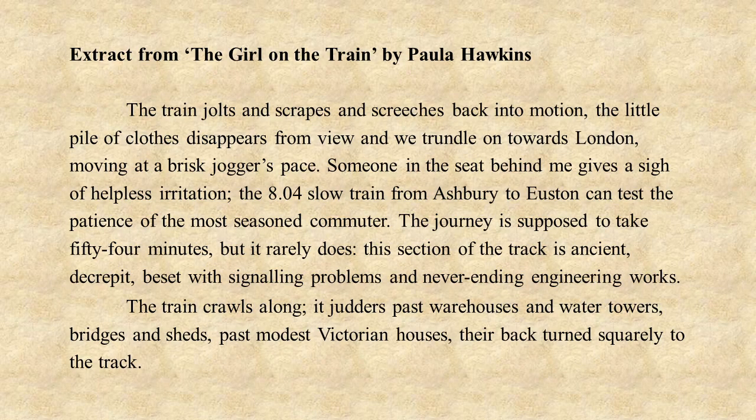The train jolts and scrapes and screeches back into motion. The little pile of clothes disappears from view, and we trundle on towards London, moving at a brisk jogger's pace. Someone in the seat behind me gives a sigh of helpless irritation. The 8:04 slow train from Ashbury to Euston can test the patience of the most seasoned commuter. The journey is supposed to take 54 minutes, but it rarely does. This section of the track is ancient, decrepit, beset with signalling problems and never-ending engineering works. The train crawls along. It judders past warehouses and water towers, bridges and sheds, past modest Victorian houses, their backs turned squarely to the track.